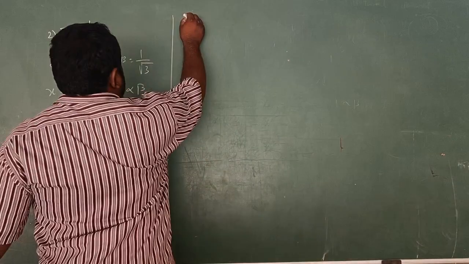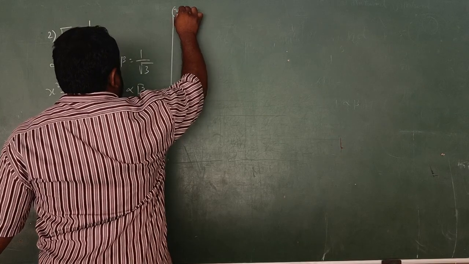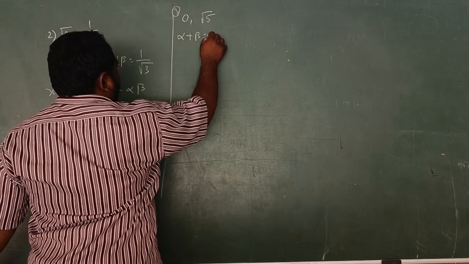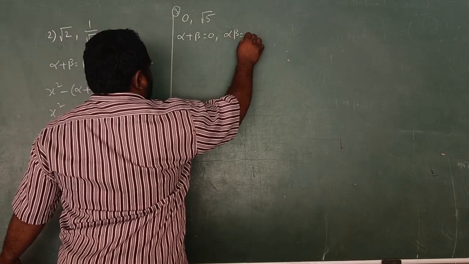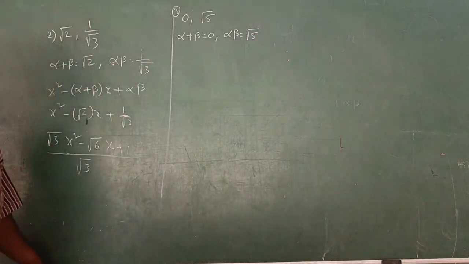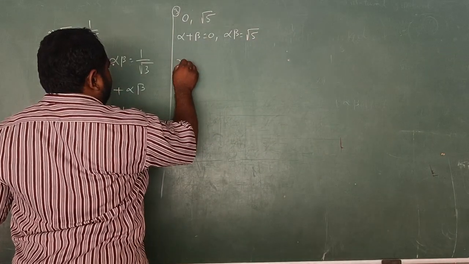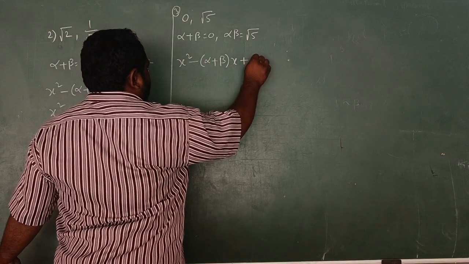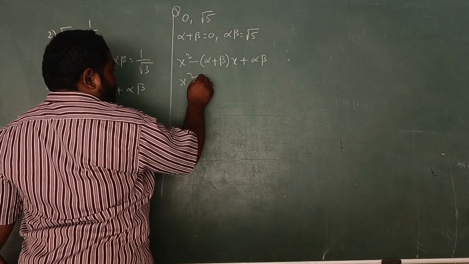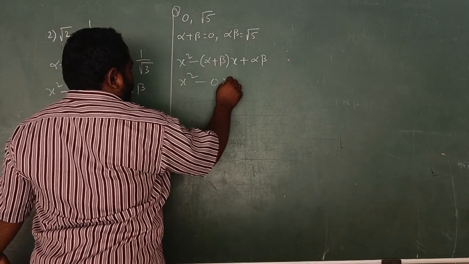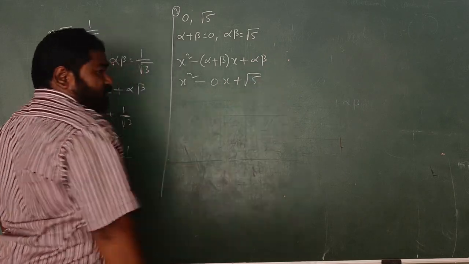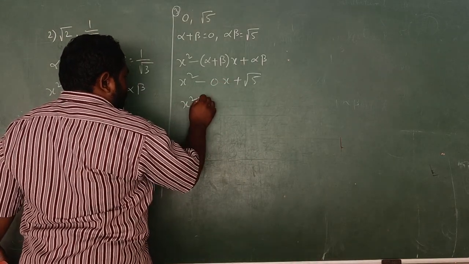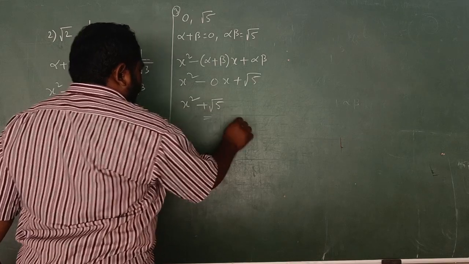Third one: the sum of the roots is 0, product of the roots is root 5. Therefore, sum of the roots alpha plus beta equals 0, product of the roots alpha beta equals root 5. Therefore, the required quadratic polynomial is x square minus alpha plus beta into x plus alpha into beta. So x square minus 0 into x plus root 5. After simplification, 0 into anything is 0. This can be written as x square plus root 5.